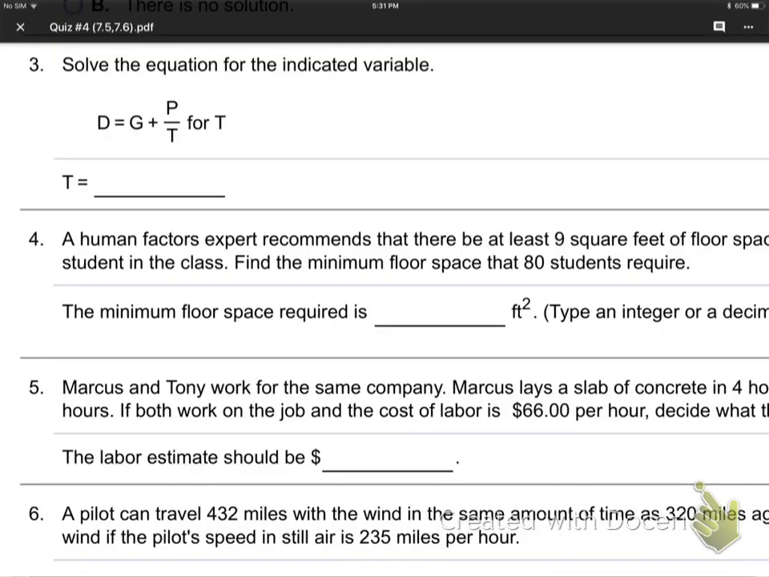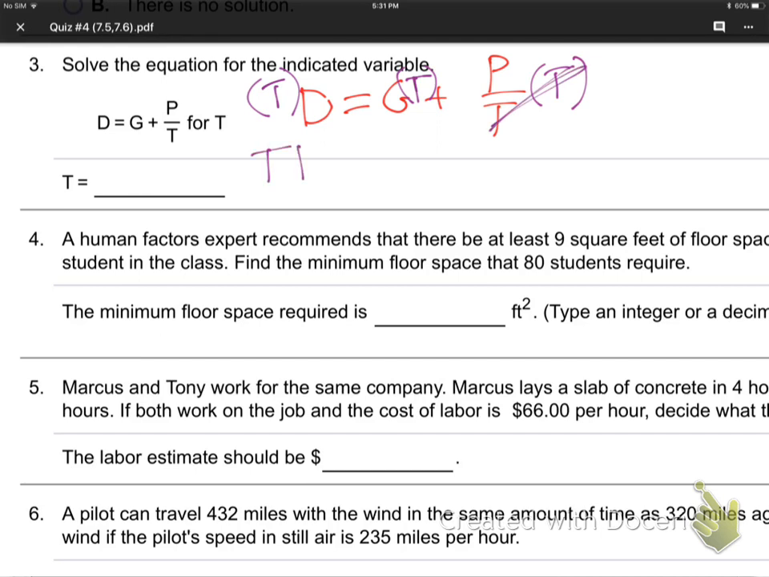Okay, number 3 here. We're looking at this problem. Let me rewrite it. D equals G plus P over T. All right, so it's a bunch of letters, but the rules remain the same. Look at this. We have a denominator. What do we always do when we have a denominator? We multiply through by that common denominator, everybody. So I multiply T on the left, T in the middle, T on the right, and here it cancels. So what do we get? TD equals TG plus P.